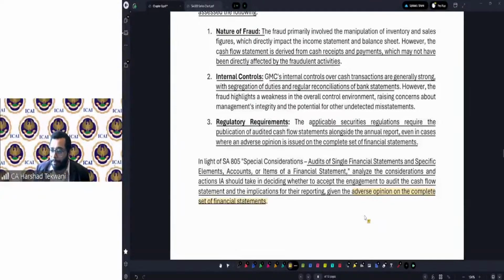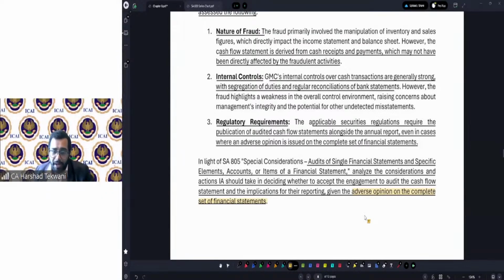See, pretty simple. One side I am giving adverse opinion. Now on another side, if I issue an unmodified opinion saying that the cash flow statements are not affected by fraud, it is a contradictory statement. On one hand, I am saying that the financial statements as a complete set are materially misstated. The impact is pervasive. That's why I'm issuing an adverse opinion. On the other hand, if I issue an unmodified opinion on the cash flow statement, won't it be contradictory?